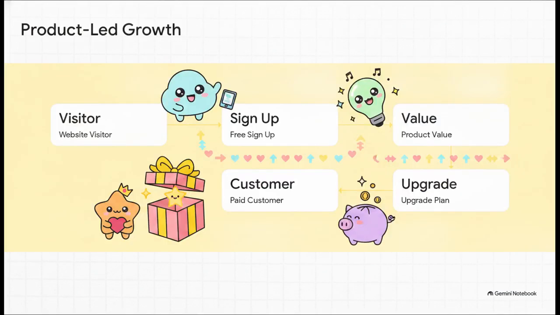So how do you acquire those users in the first place? Well, you might leverage a product-led growth funnel, or PLG. In this model, you aren't relying entirely on a massive sales team. Instead, you let the software itself do the selling. A visitor signs up for free, they immediately experience that magical aha moment of your product's value, and then they naturally hit a friction point where they eagerly upgrade to become a paid customer. It turns your product into your best salesperson.